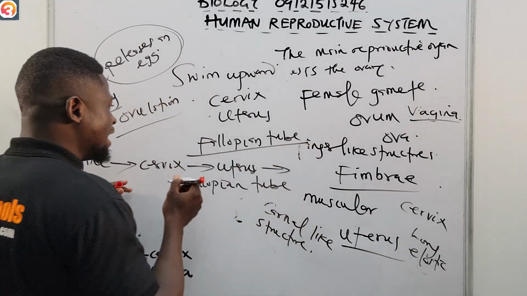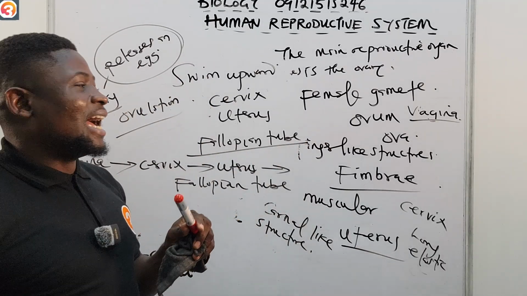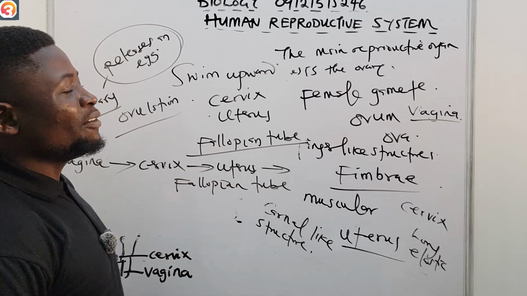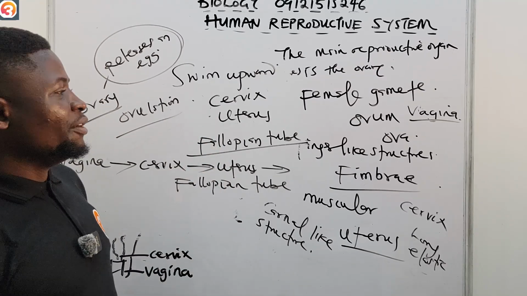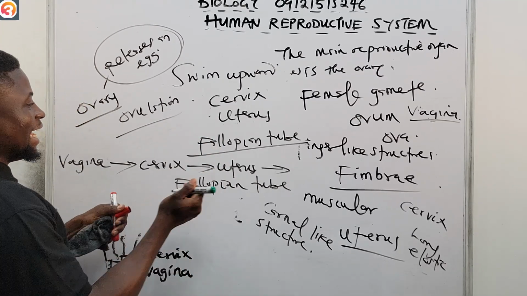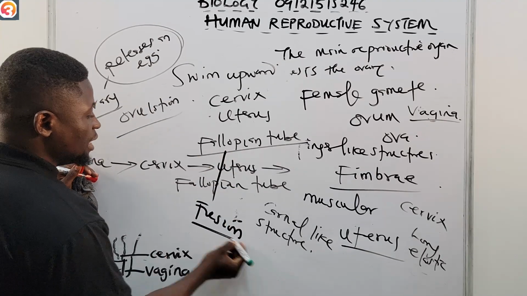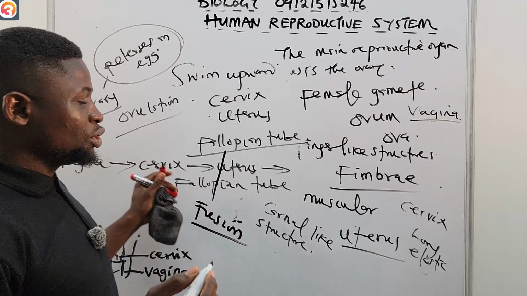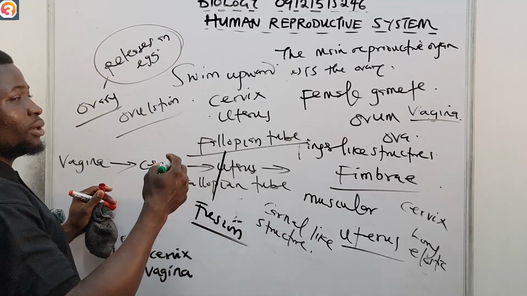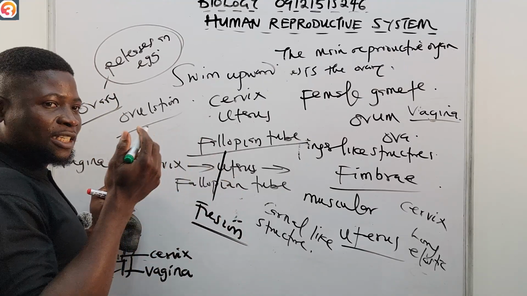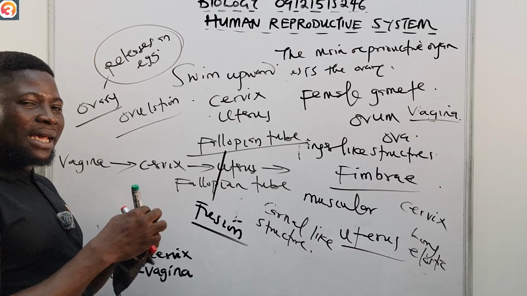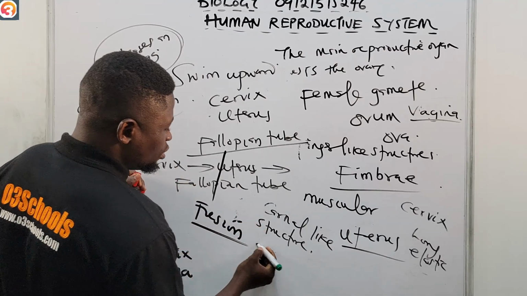What will now happen here is that the egg and the sperm will fuse together. So a fusion happens between the egg and the sperm. The egg is the female gamete, the sperm is the male gamete. The fusion between the male and the female gamete is what is known as what?